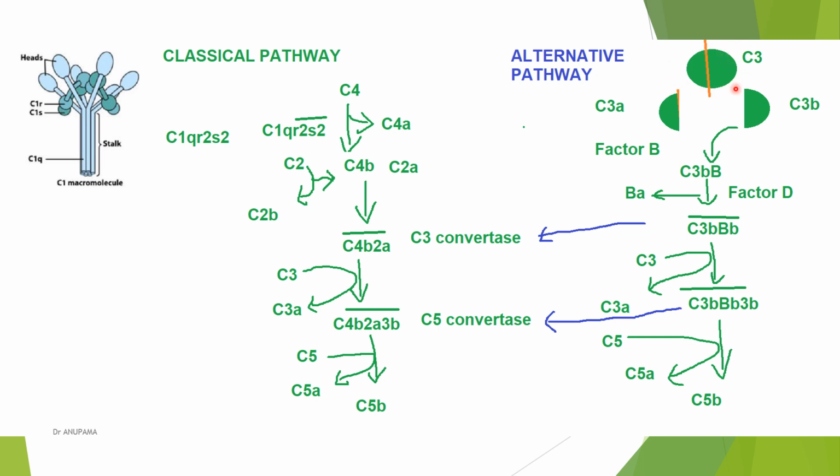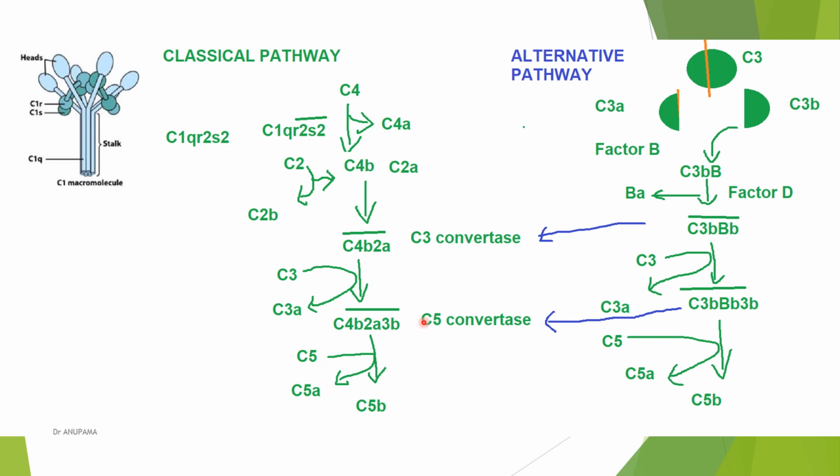C3 is initially cleaved, because of the weak linkage, and we have C3 and C3b formation. This C3b exposes sites for factor B to come and bind, and this factor B is acted upon by factor D to result in the C3bBb complex, which is the C3 convertase. This C3 convertase again acts upon C3, and this C3 is cleaved into C3a and C3b. But what we have here is the C3bBb3b complex, which is the C5 convertase that can hydrolyze C5, resulting in C5a and C5b.